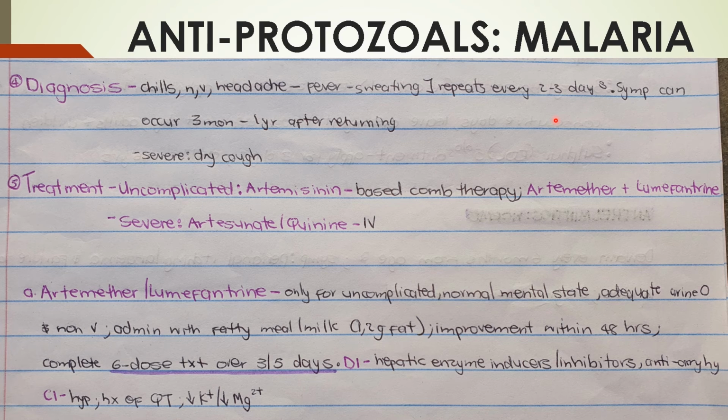And then severe symptoms would be a dry cough. So obviously, that's why history taking is very important with such patients, because if someone has chills, nausea, vomiting, headache, fever, and sweating, you would think of many other things that are not malaria. So obviously, if someone tells you that they travelled to an area where there's malaria, then you need to start thinking perhaps they might have this, and then blood tests will start happening, etc.